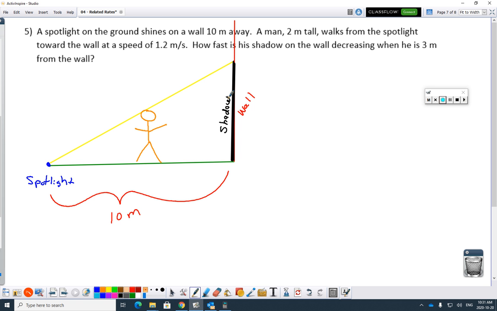Okay, how am I doing? Spotlight on the ground is 10 meters away. I got the 10 meters. A man 2 meters tall. Oh, I didn't get that in there. 2 meter tall man.